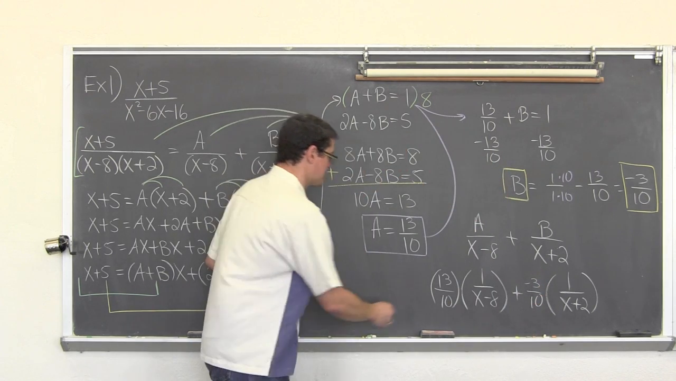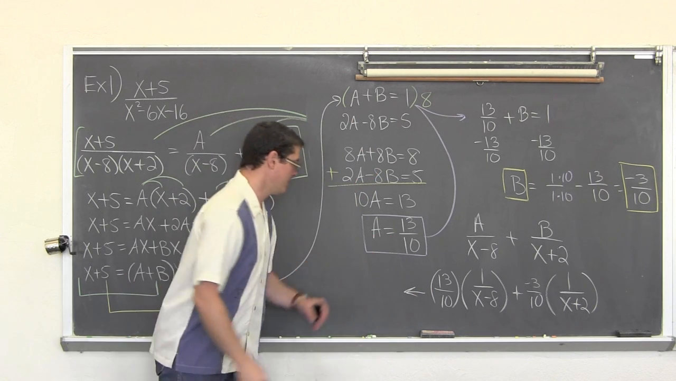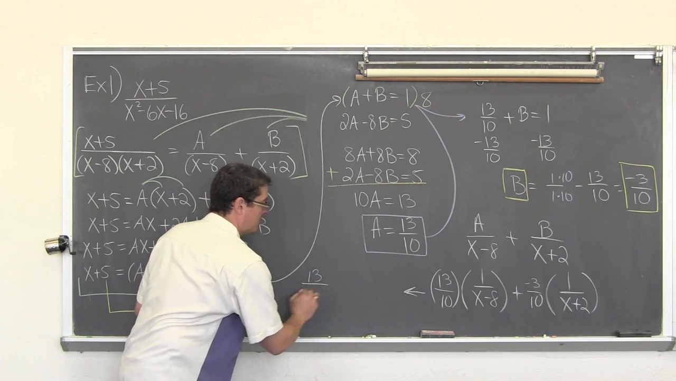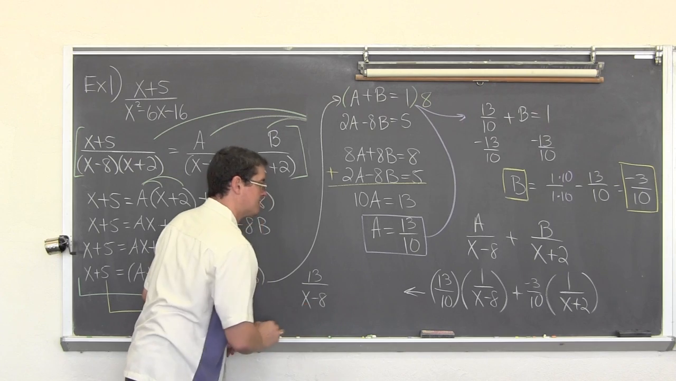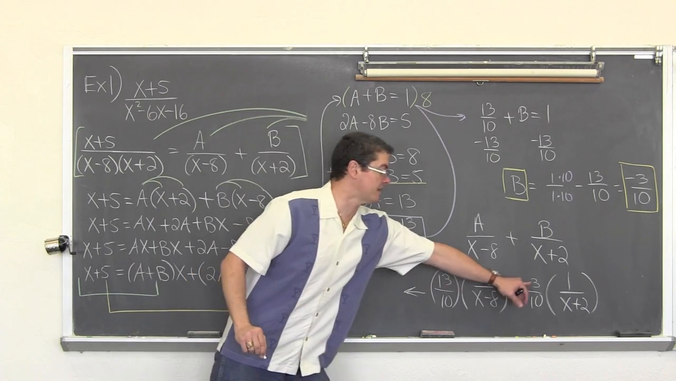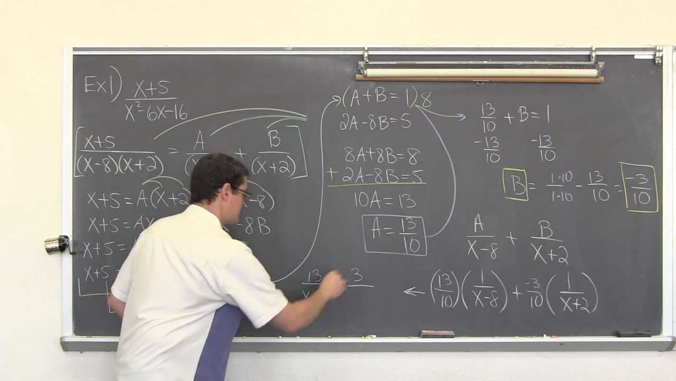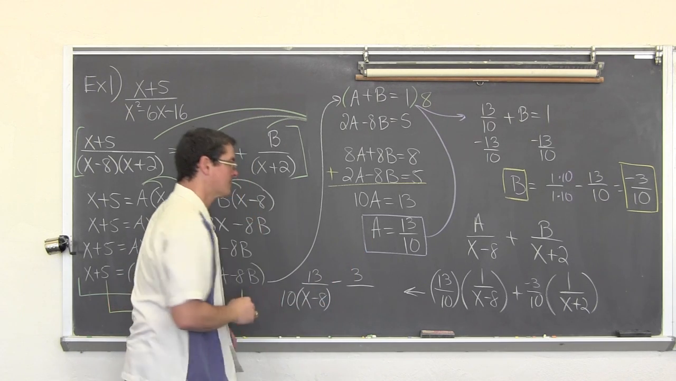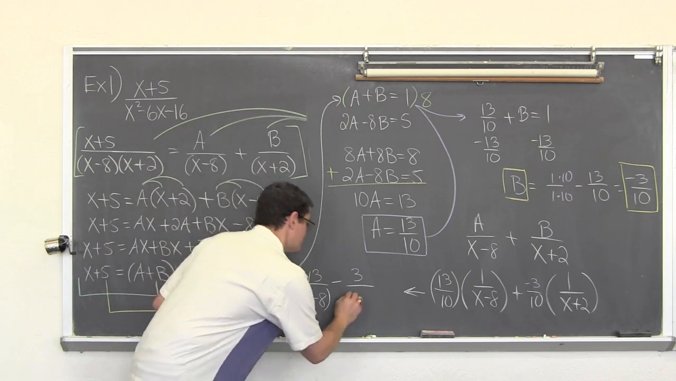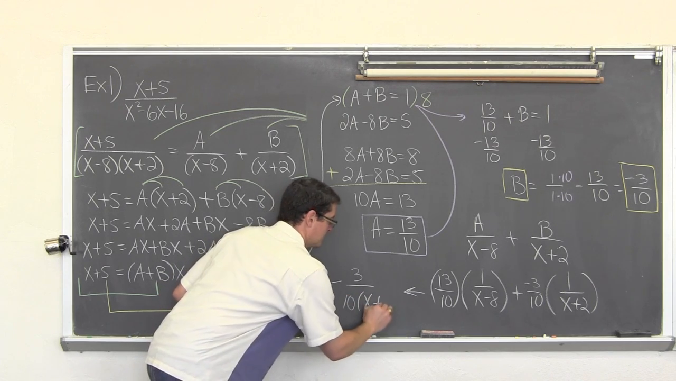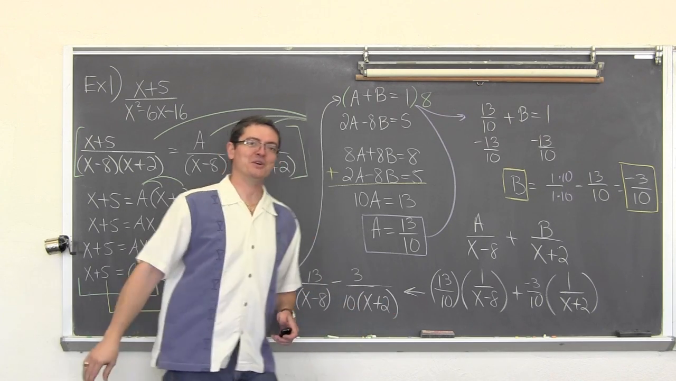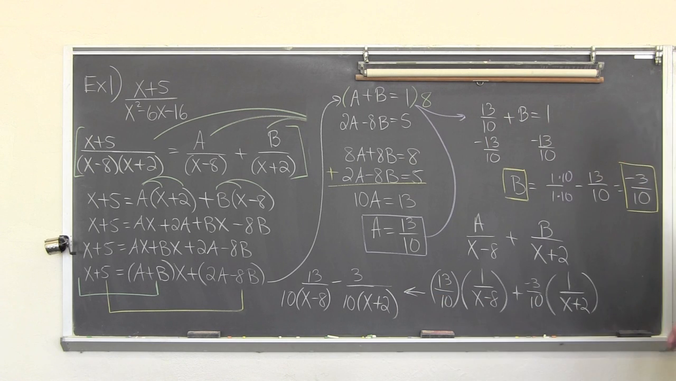And so our final answer is going to be, if you need to see this, 13 over x minus 8 minus, because this is a negative 3, minus 3 over, forgot the 10, minus 3 over 10 times x plus 2. So bam! That's the first example that we have, or case 1, when our factors are unique linear factors. Our denominators are unique linear factors.